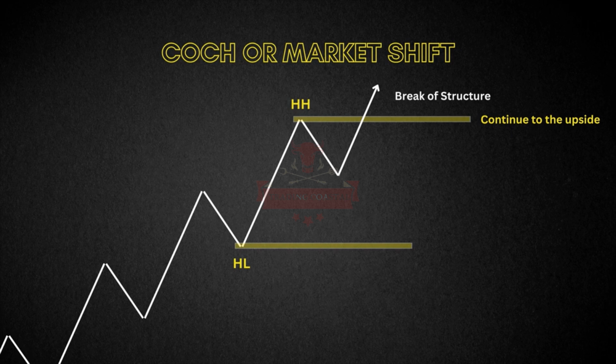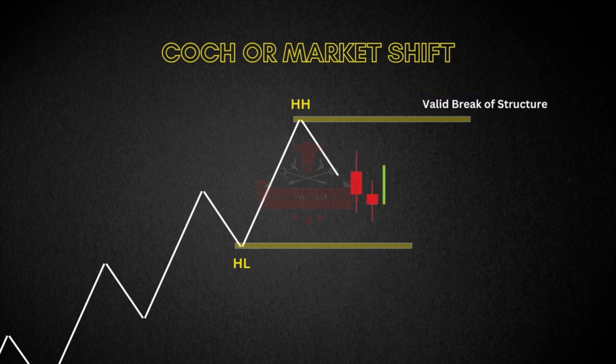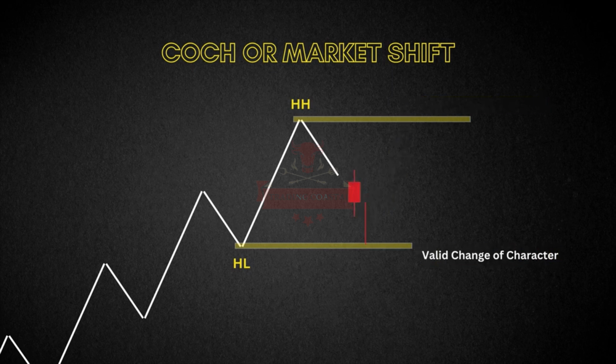In contrast, if price breaks the higher low to the downside, it shows the price wants to change the primary direction, which we consider a change of character. The key point is that a break of structure is valid even if a shadow breaks above the previous structure level, but for a change of character, we definitely need price to break and close the candle below the previous market structure level.